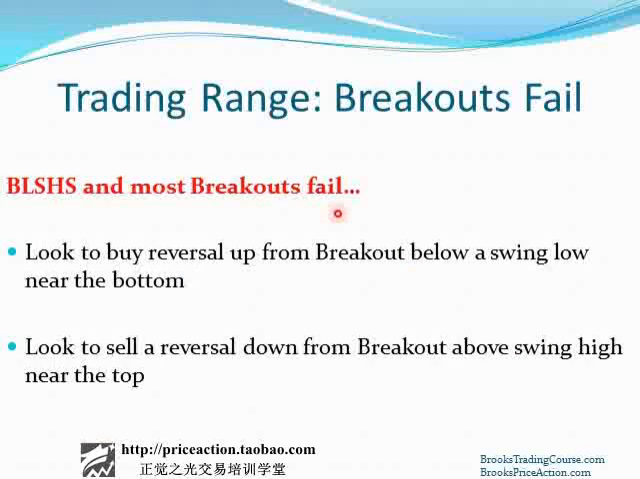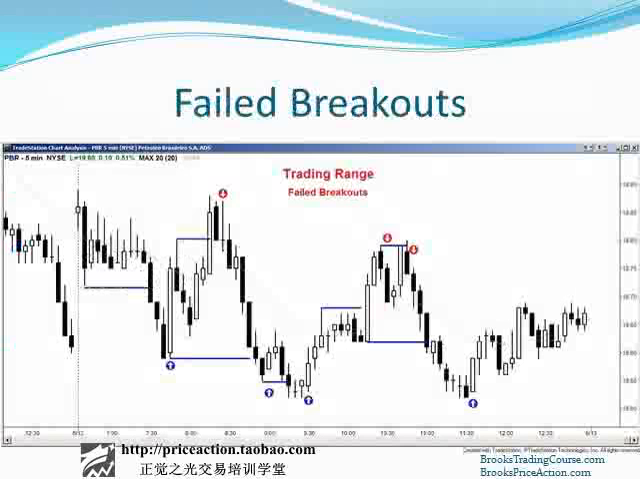Remember, most breakouts fail. You look to buy a reversal up from a breakout below a swing low near the bottom, and you look to sell a reversal down from a breakout above a swing high near the top. So we have a good bull spike, here's a high, a pullback, and the market broke out again. We broke out above this swing high, and we broke out above these highs. So you look to sell a reversal down. Here we have a low, the market is breaking out. You look to buy a reversal up.